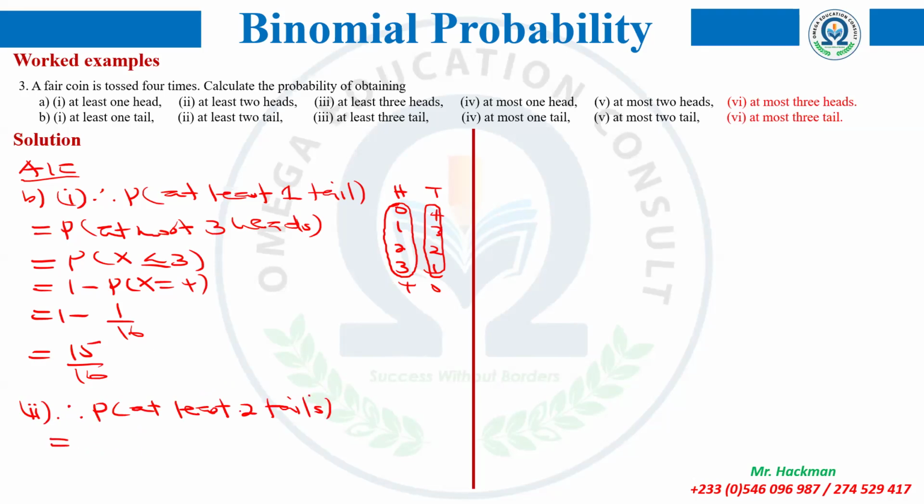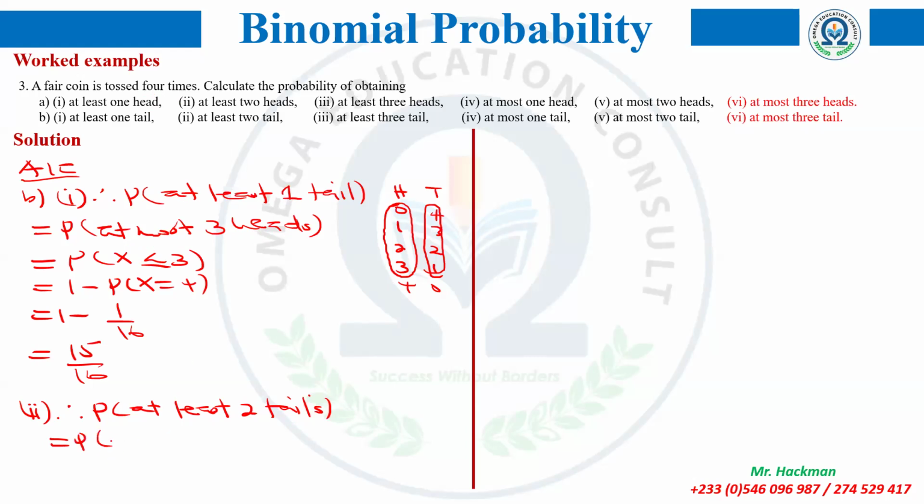So if you want to change from your failure to your success, anytime you have at least, the at least changes to what? At most. Then you subtract this one from the end, then you write your success. Just as you saw here, at least will change to at most. Then you go back to subtract this one from your number of trials, then you bring your success. So this will be the same as P.